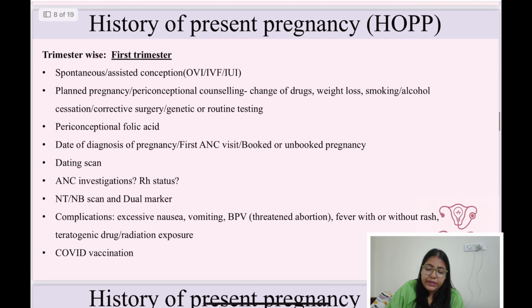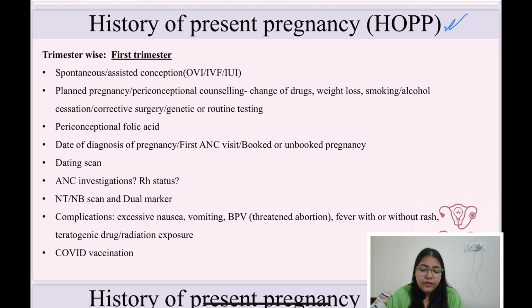Now, history of present pregnancy. So you take it trimester wise, first trimester, second trimester and third trimester, and there is a format. Okay, you should be taking in this format, so it's better to learn one format and go with that for every case discussion or any ward workup.